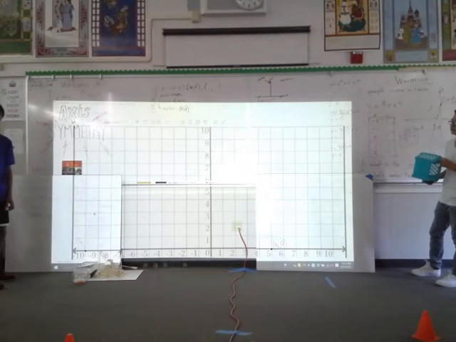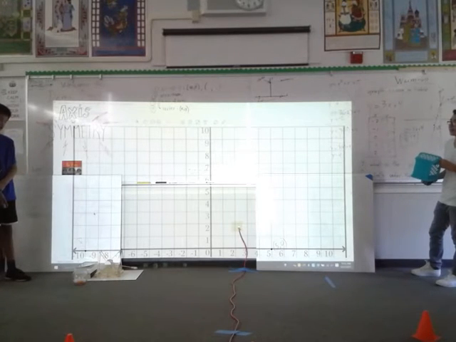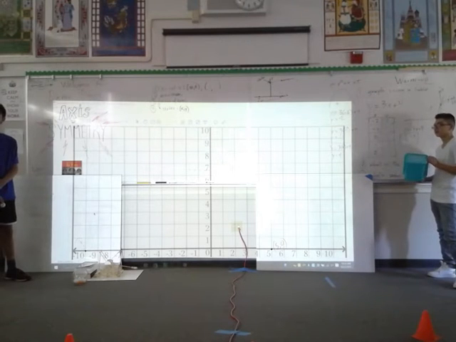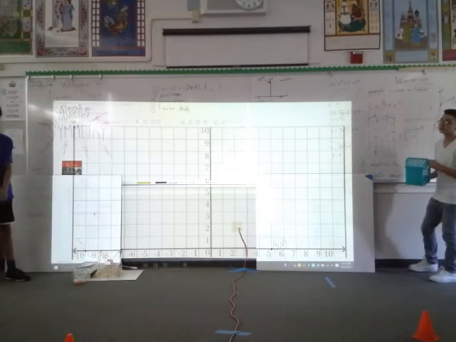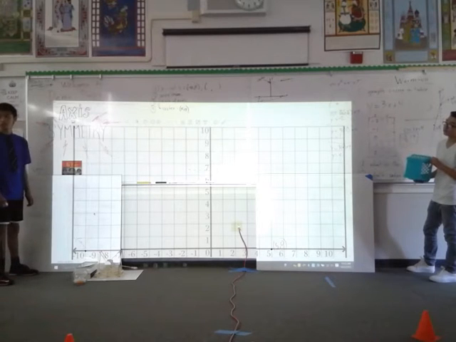So we're just talking about distance, like the absolute value. From 0 to -10 is still 10 units. 0 to 5 is 5 units. Altogether it's 15. 10 plus 5. Good?